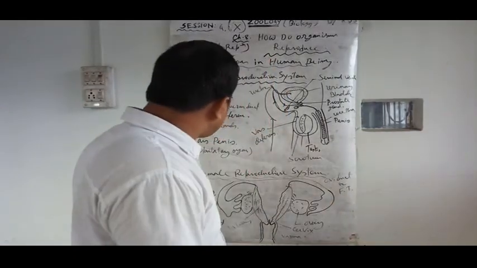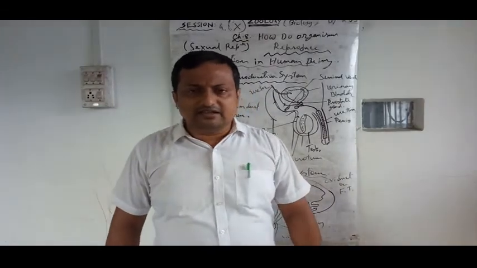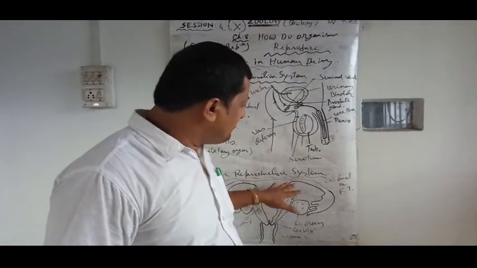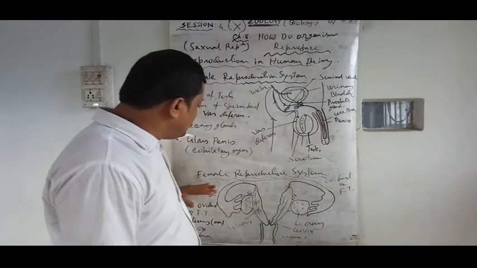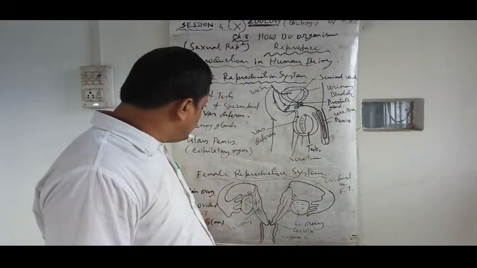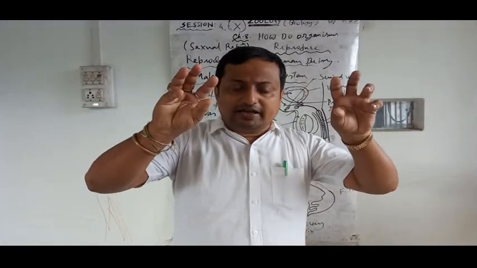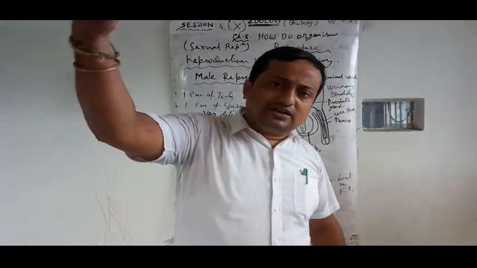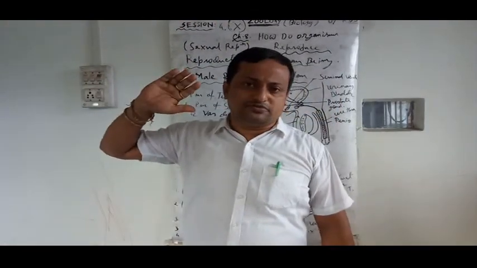Okay. Now, the female reproductive system we'll discuss in the next session. Females also have a reproductive system. The female possesses one pair of ovaries in the abdomen. Inside the ovary, eggs are produced, that is, the female reproductive cells are produced.